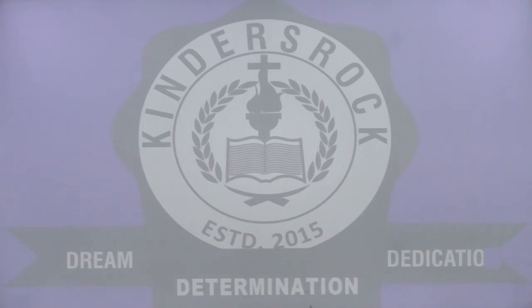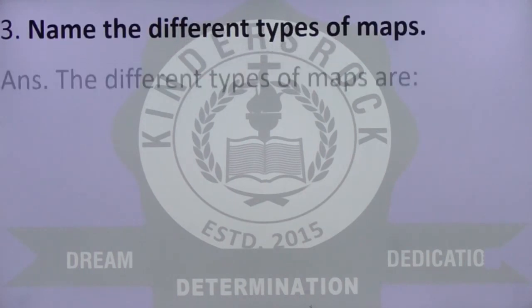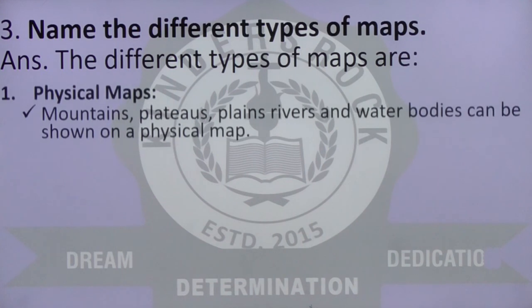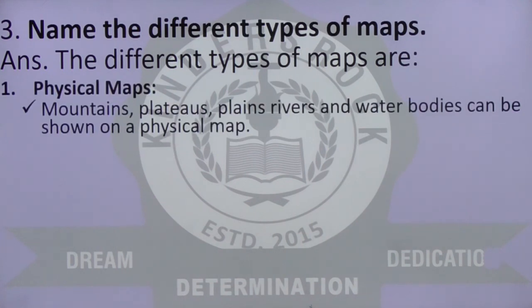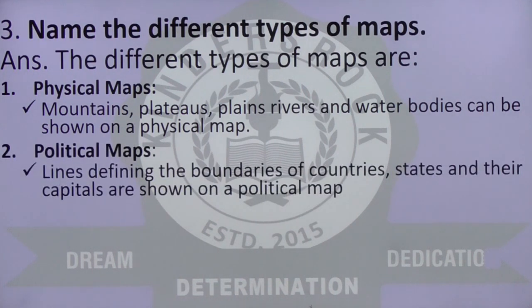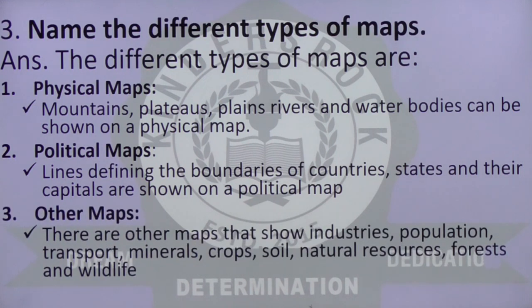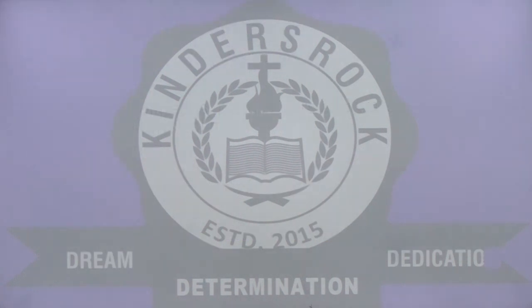Okay. Name the different types of maps. The different types of maps are, first one, physical maps. What does it show? Mountains, plateaus, plains, rivers, water bodies can be shown on a physical map. Second, political map. Lines defining the boundaries of the countries, states and their capitals are shown on a political map. Third, other maps. There are other maps that show industries, population, transport, minerals, crops, soil, natural resources, forests, and wildlife. So these are the different maps.